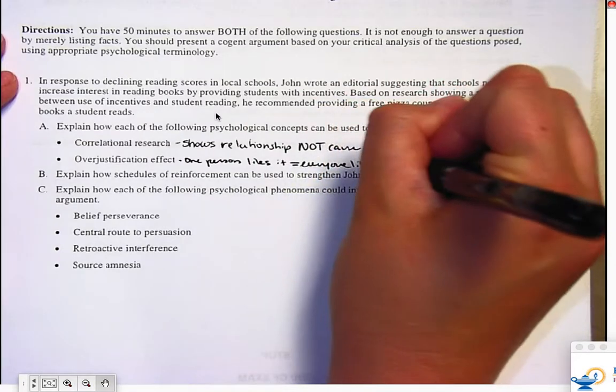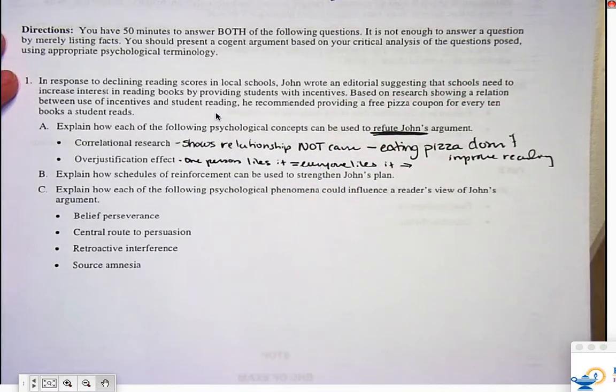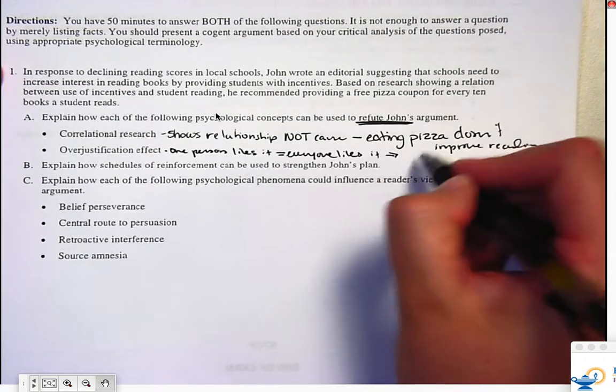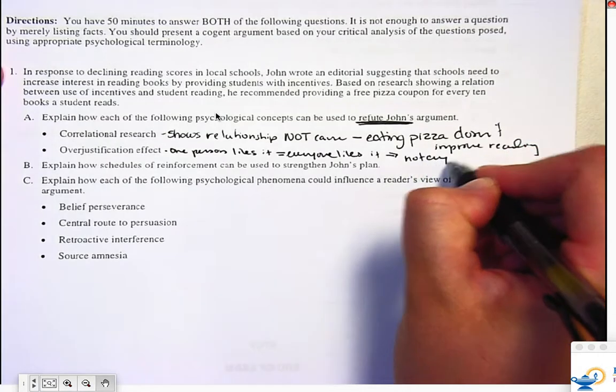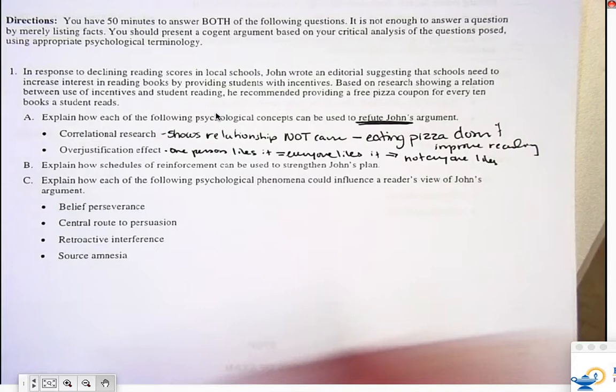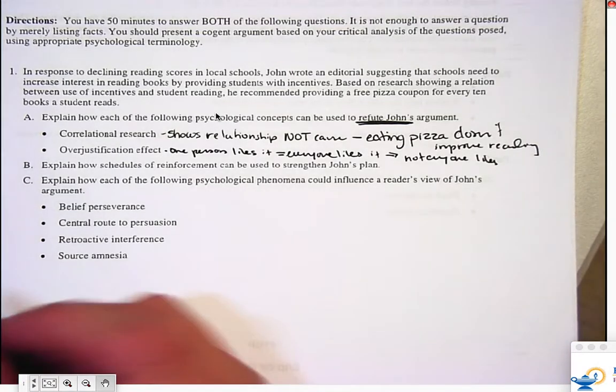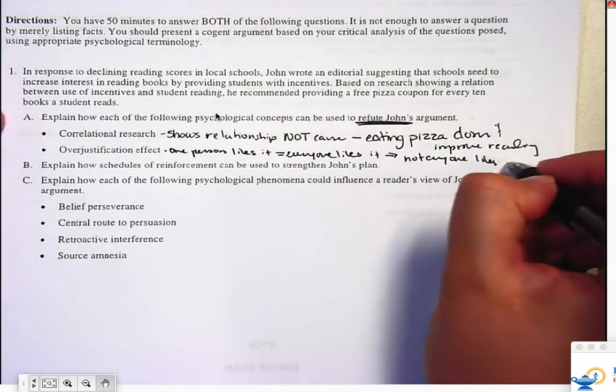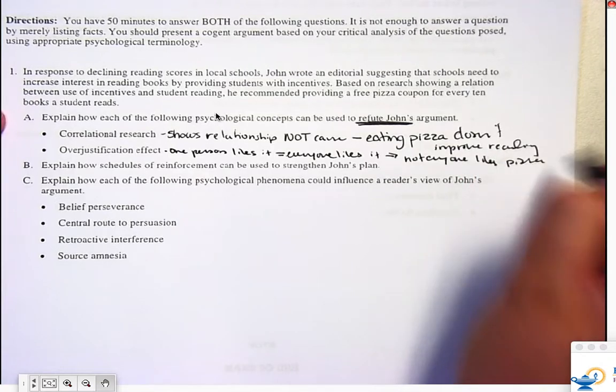Okay? How can we use this to refute John's argument, Bella? Pizza effect. Not everyone likes pizza. Not everyone likes pizza. I mean, whoever they are, terrible human beings. What kind of world do we live in? Not everyone likes pizza. Perfect. All right.